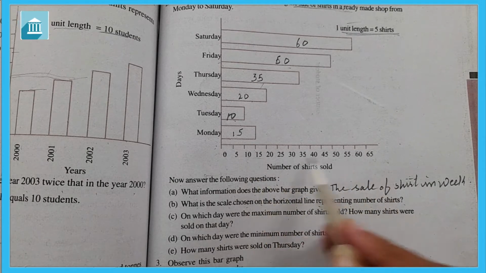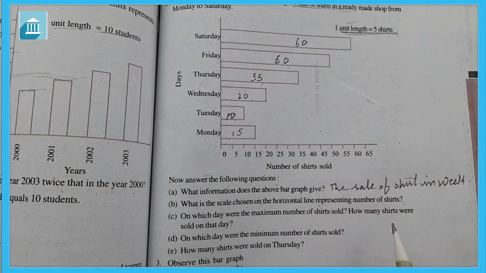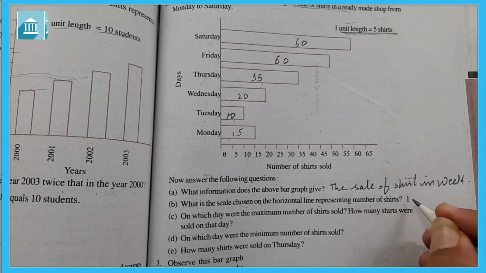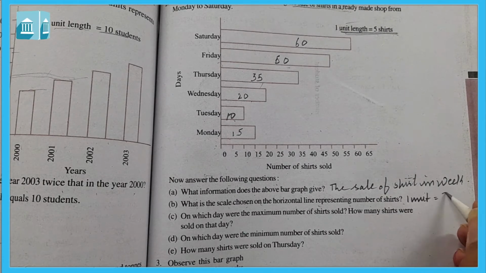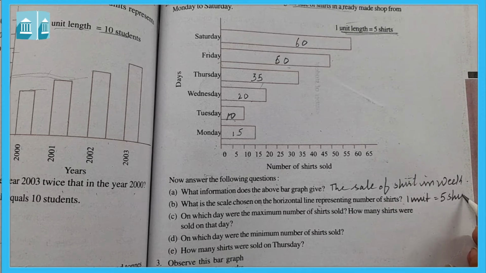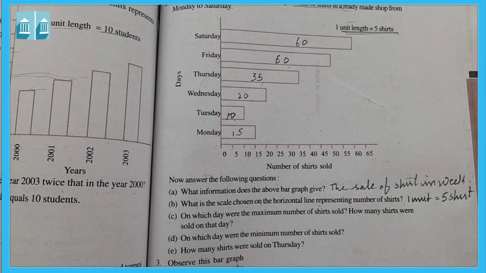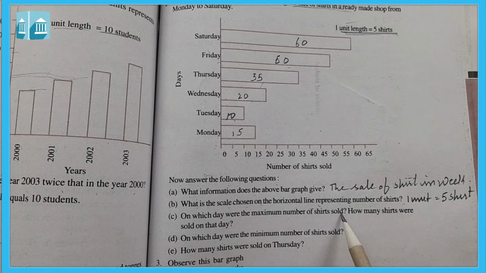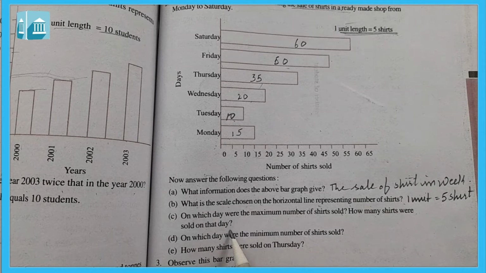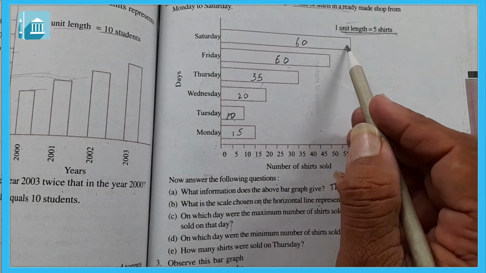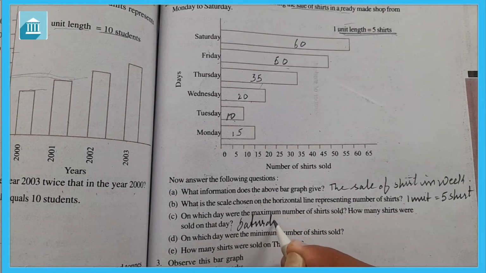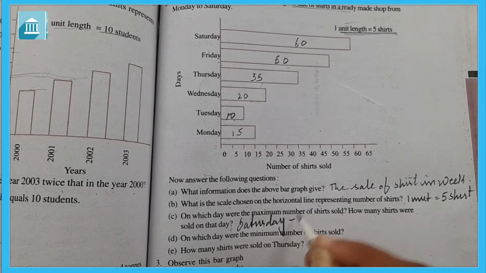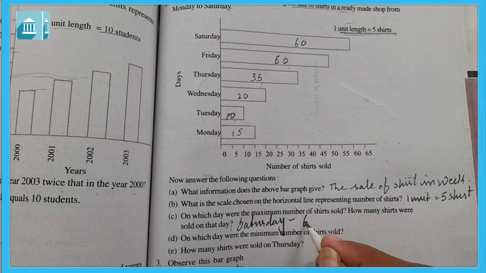What is the scale? Here it is given, 1 unit length is equal to 5 shirts. So this is the scale used. 1 unit is equal to 5 shirts. On which day were the maximum number of shirts sold? How many shirts were sold on that day? On Saturday the maximum number of shirts were sold, and how many?